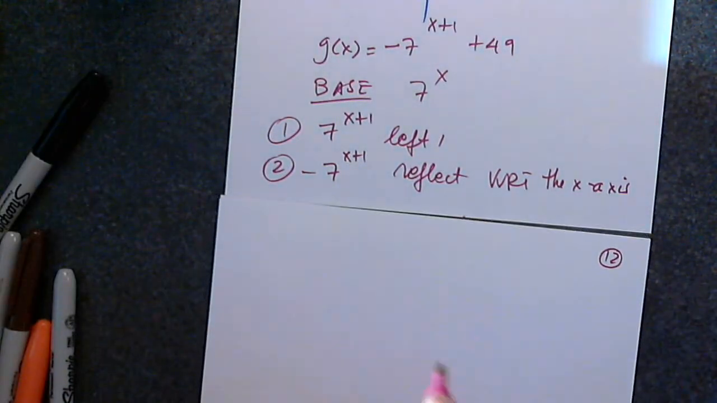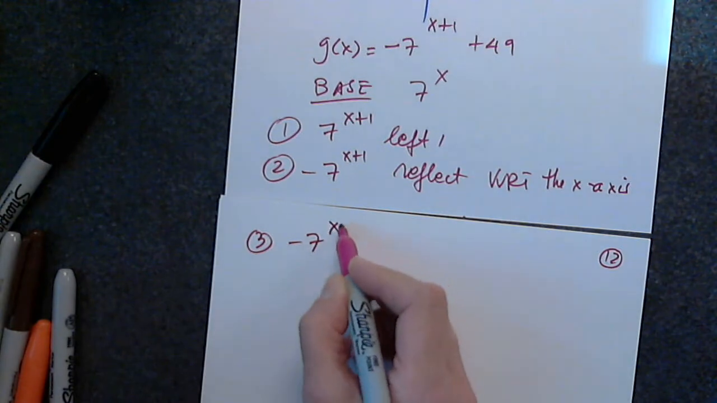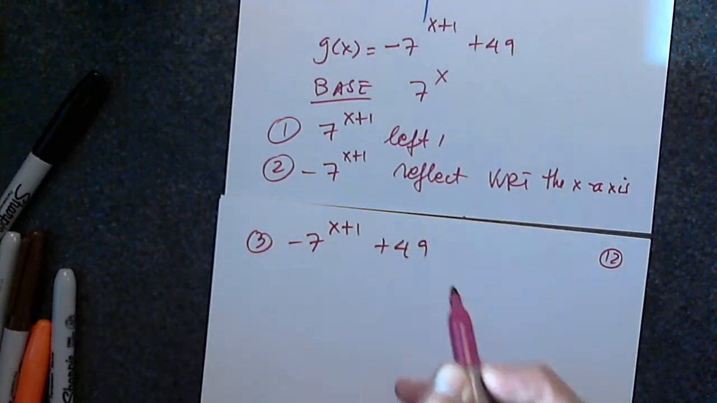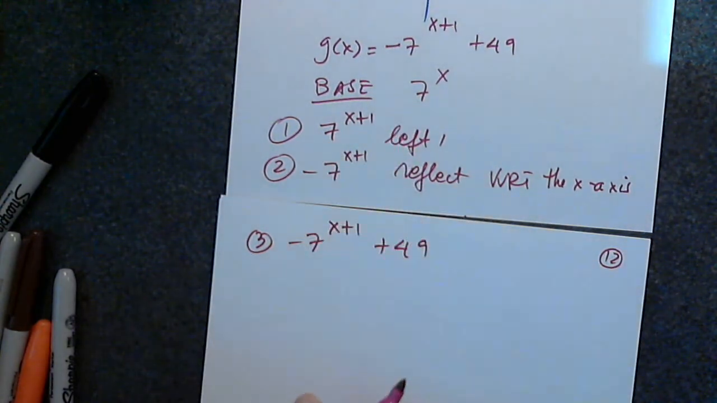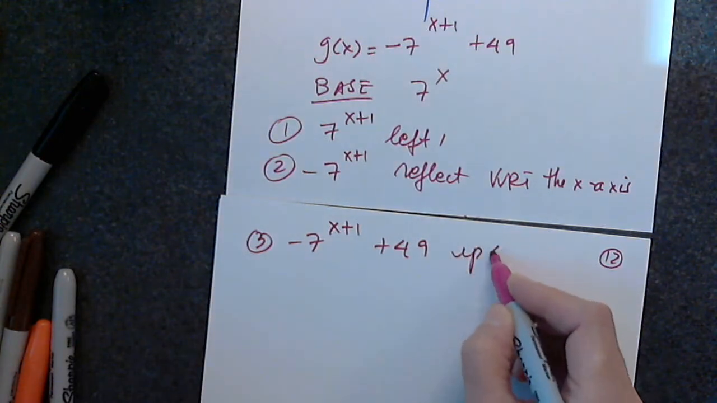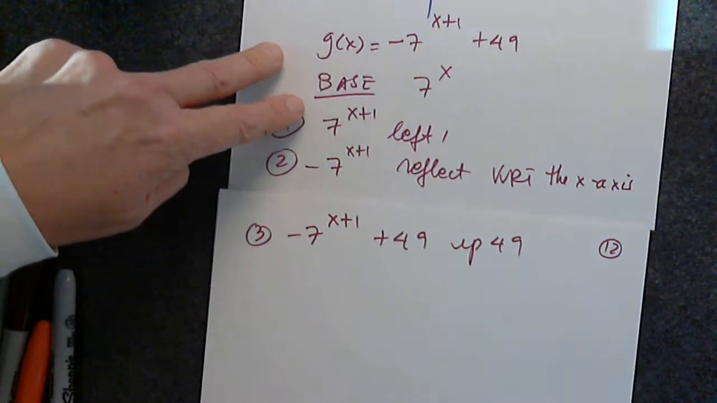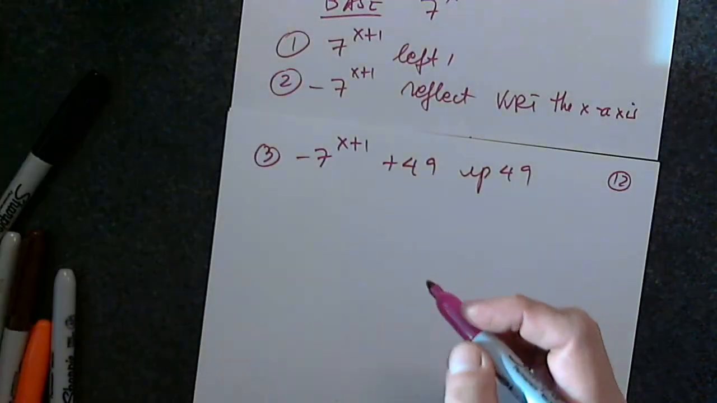A lot. Okay, number 3, we have negative 7 raised to x plus 1 and plus 49. What does 3 do to number 2? It goes up. Very good. Up 49. Great job.